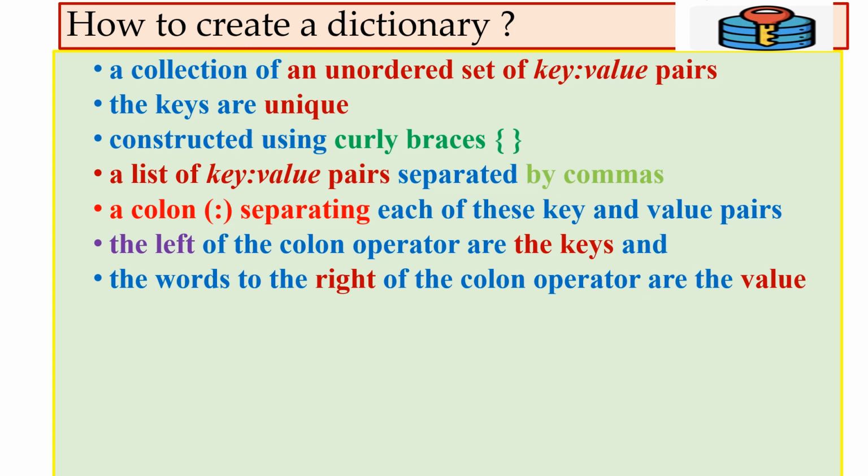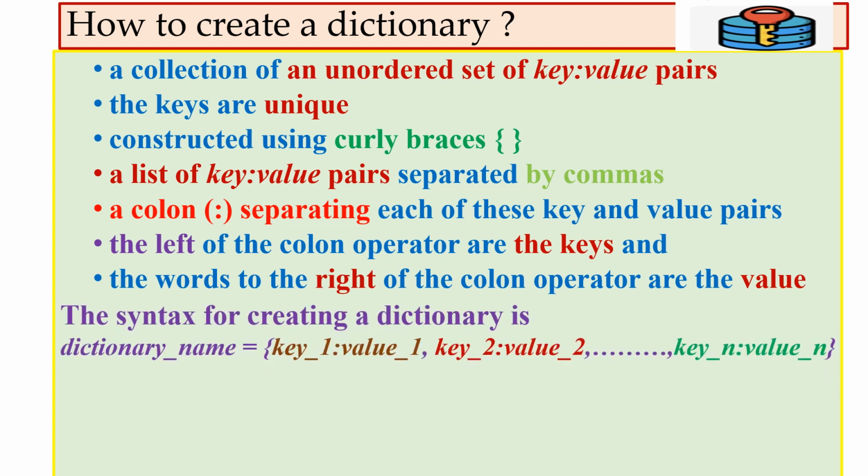A dictionary is a collection of an unordered set of key value pairs, and as far as the keys are concerned, they should be unique. It may be constructed using curly braces, and the list of key value pairs are separated by commas, with a colon separating each key and value. To the left of the colon operator are the keys, and to the right of the colon operator are the values.